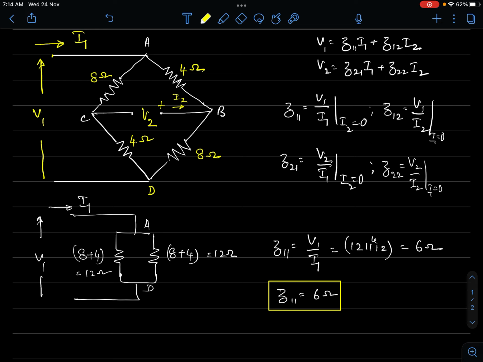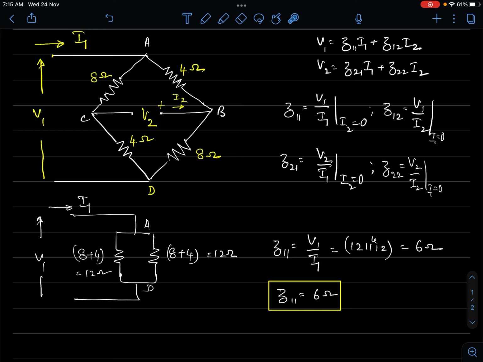So now, what is V2? The other parameter we have to determine. How do we do it? Okay, so with the output port open, that means I2 being 0, we can even determine Z21. What is Z21? Z21 is V2 to I1, right? So we have to determine what is V2 and what is I1. If I can take the ratio, I'll get Z21. Okay, now what is V2? V2 is the potential difference that appears across the two terminals, right?